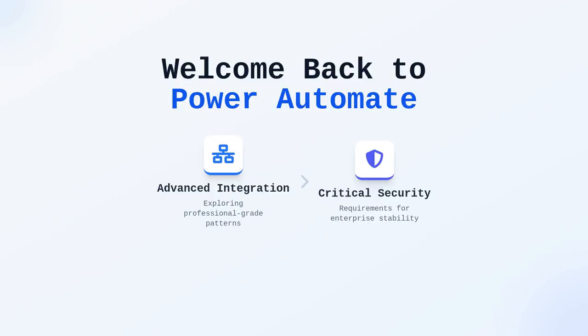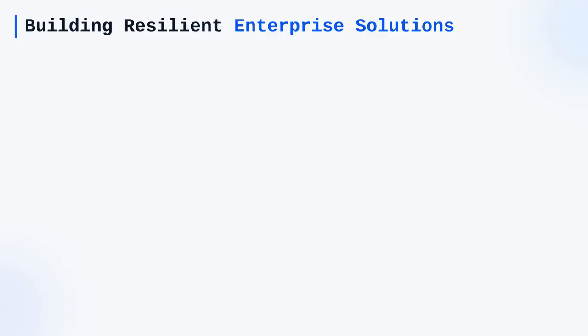Welcome back to our exploration of Power Automate. In this session, we examine advanced integration patterns and the critical security requirements necessary for professional-grade automation. Building resilient enterprise solutions requires more than just functional logic. It demands a robust architecture that secures data across hybrid boundaries.